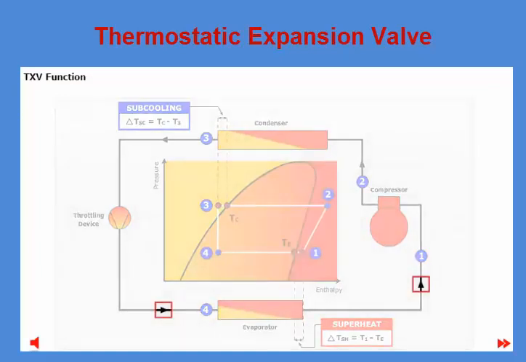As mentioned in a previous slide, the throttling device, from now on called the thermostatic expansion valve, controls the superheat at the evaporator outlet, point 1. Because the compressor can be damaged if liquid enters it through the suction connector, it's important to always maintain a certain minimum level of superheat in front of the compressor.